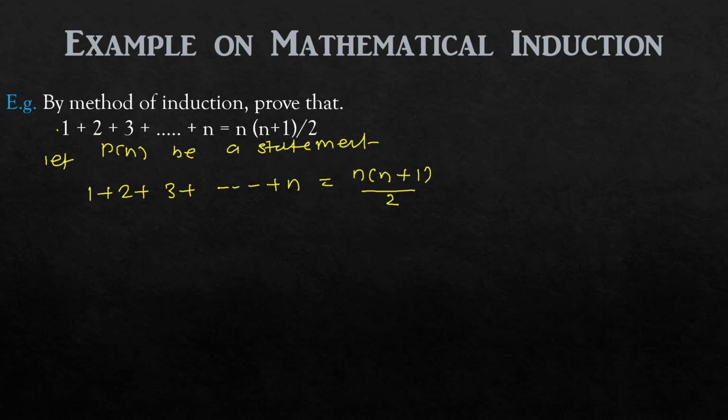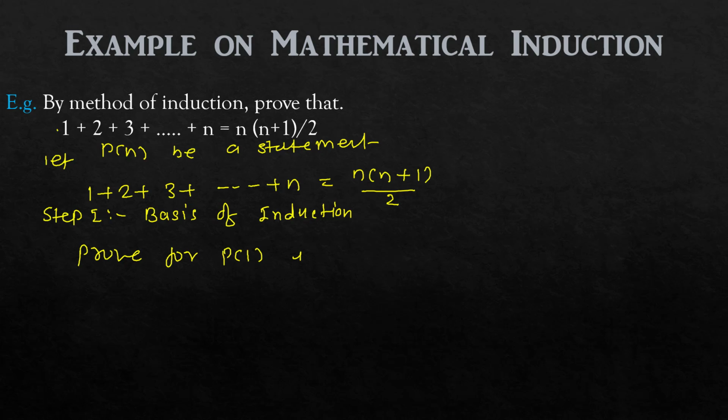So step number 1, that is, the basis of induction. What is the basis of induction? Prove for p of 1, that is, n is equal to 1. In the sequence, if we consider p of 1, it means the first term; if we consider p of 2, it means the addition of the first 2 terms; if we consider p of 3, then it is the addition of the first 3 numbers.